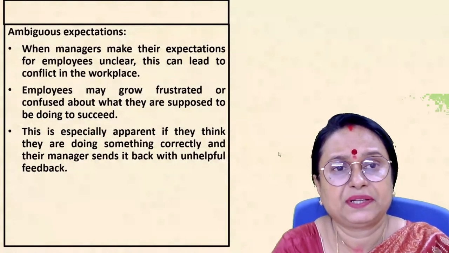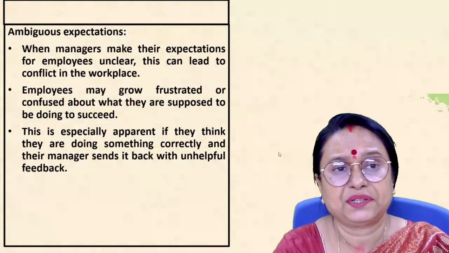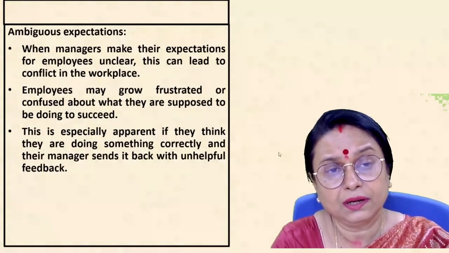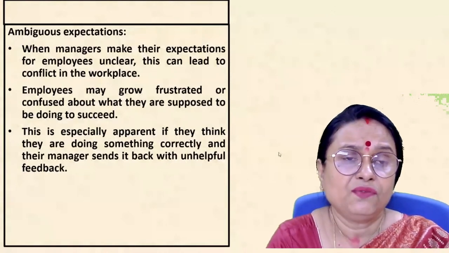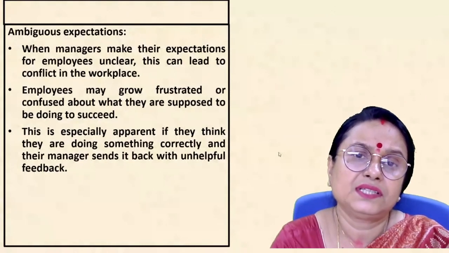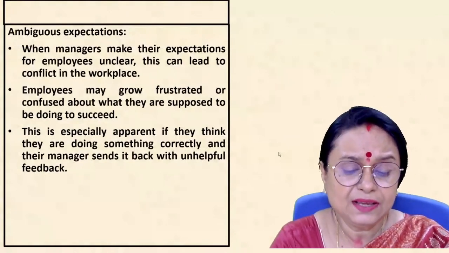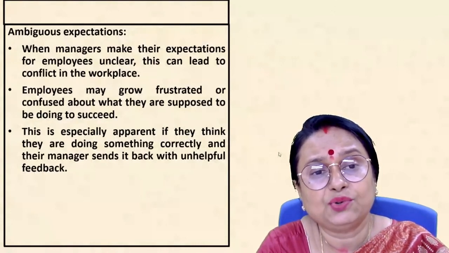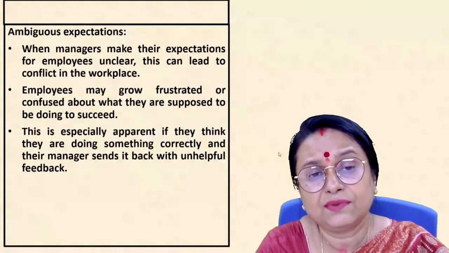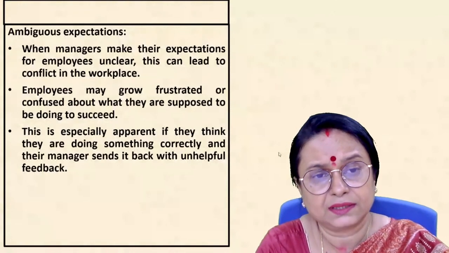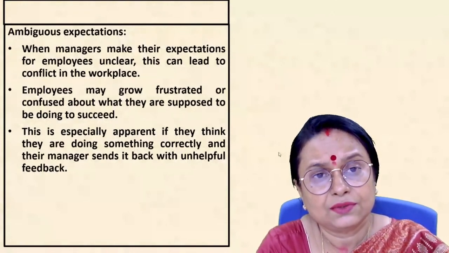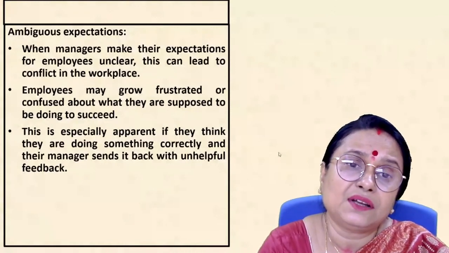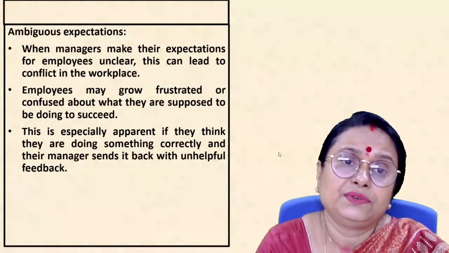Then ambiguous expectations. So what is ambiguous expectation? Unclear expectations, unclear target, unclear goal, unclear role, that is ambiguous expectation. When managers make their expectations for employees unclear, this can lead to conflict in the workplace. So if employees are not clear about their role, what they are expected to do in the organization, what should be their result, where they are heading, so their job description. So if their role clarity is not there, then employees are confused during the work process.